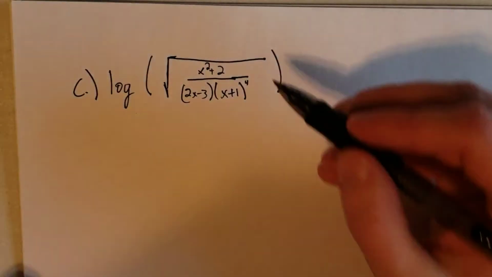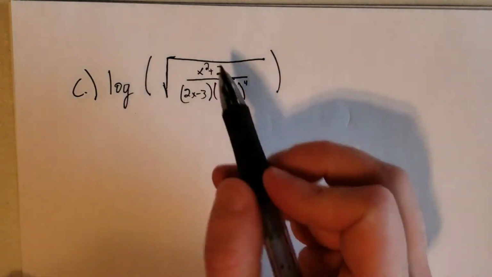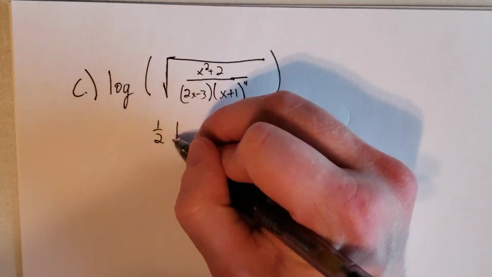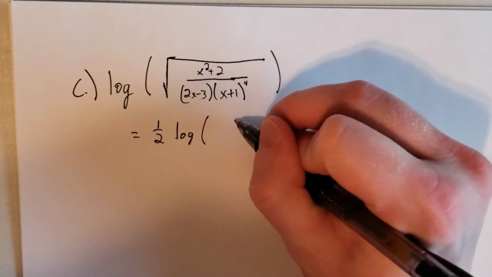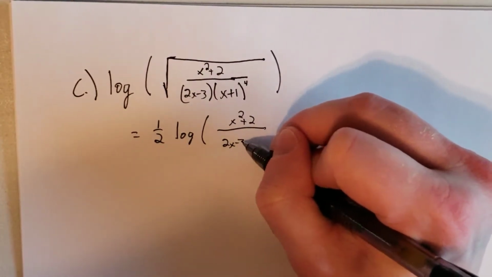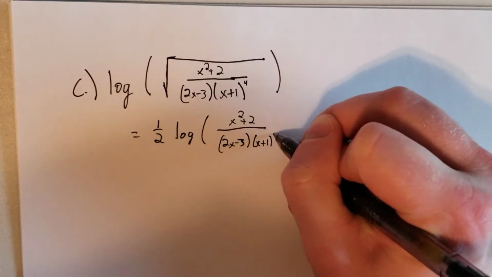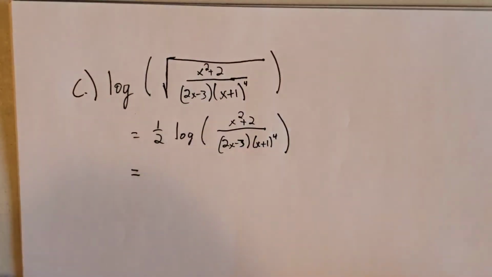So what do we do? Well, the first thing is this entire expression is raised to the 1/2 power. So we can move that 1/2 out to the front. And this is 1/2 times log of x squared plus 2 in the numerator, and then 2x minus 3 times x plus 1 to the 4th, all that in the denominator. Then we continue on like we did in the last problem.